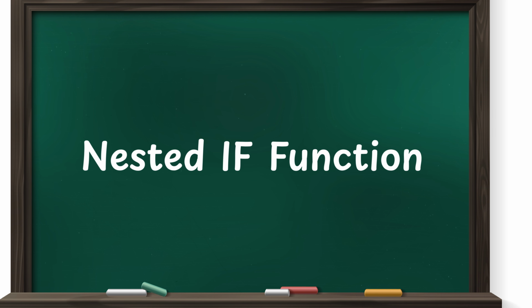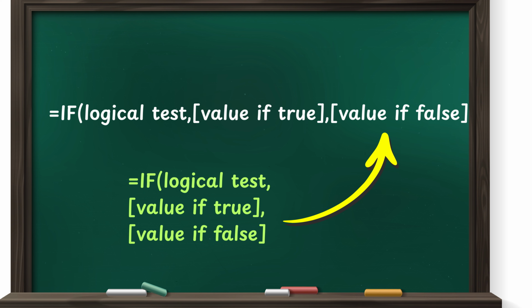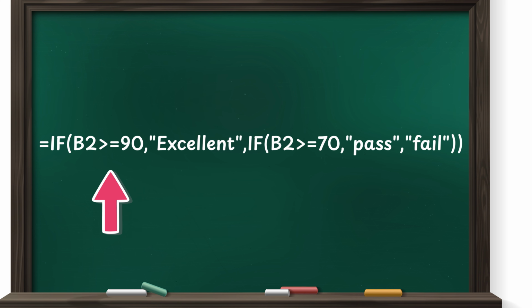First, let's learn a more advanced version of the if function called nested if. A nested if means we place one if function inside another if function. In this example, Excel first checks whether the score is greater than or equal to 90. If that condition is true, Excel returns excellent. If not, Excel moves to the second if function and checks whether the score is greater than or equal to 70. If that condition is true, Excel returns pass.